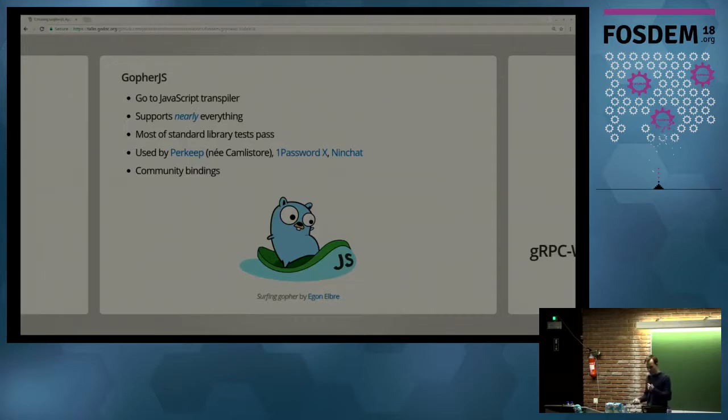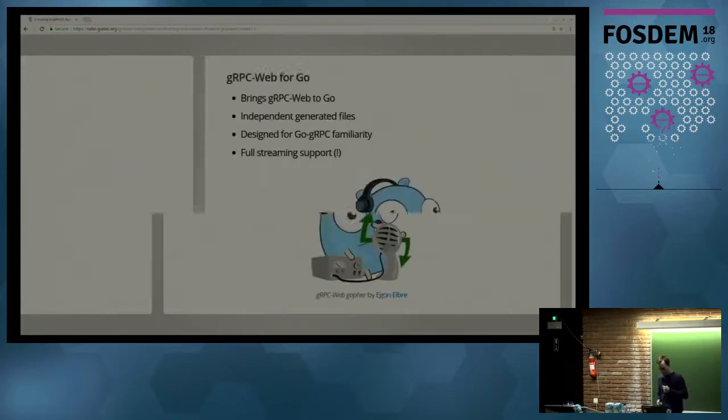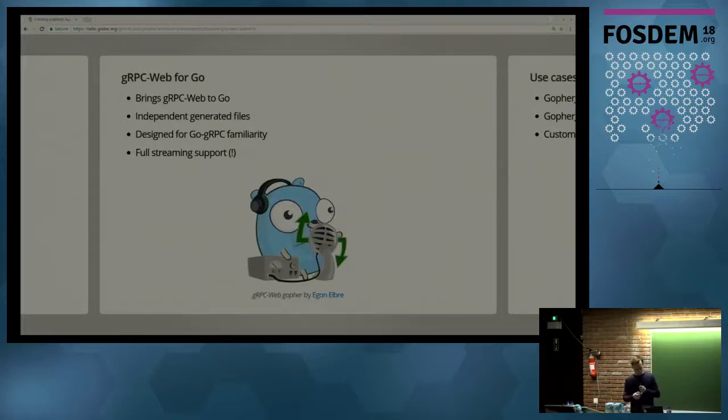It's used in production by certain open source projects such as Perkeep, which used to be called Camlistore, and by 1PasswordX and Ninja, who are both private companies. And there are also community bindings for popular JavaScript frameworks such as React, Vue, the DOM, and WebSockets. So what do we get if we put all of this together, right? gRPC-Web for Go, my open source library. So it combines GopherJS with gRPC-Web using the Improbable gRPC-Web client.